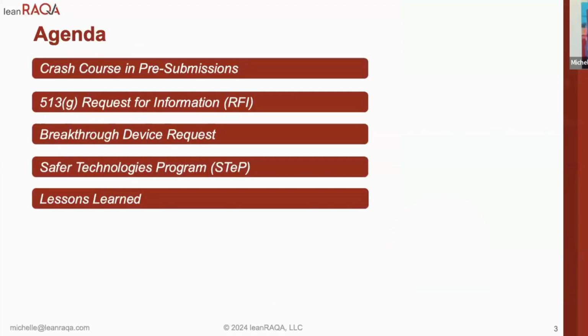So today we're going to go through a crash course in pre-submissions. We are also going to cover different types of Q-submissions like the 513(g), the Breakthrough Device Request, the Safer Technologies Program, and lessons learned. Hopefully at the end of the course, you'll be able to differentiate between them and know which is best to use for your purpose. So let's get started with pre-submissions.